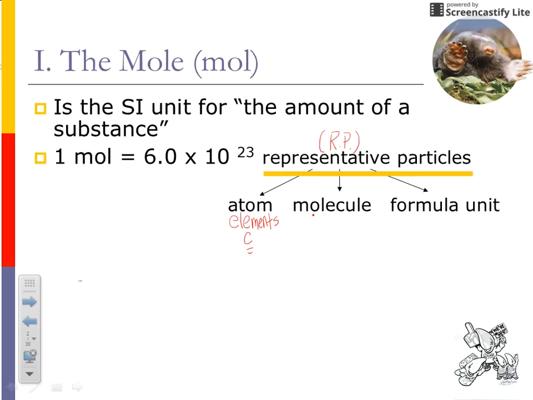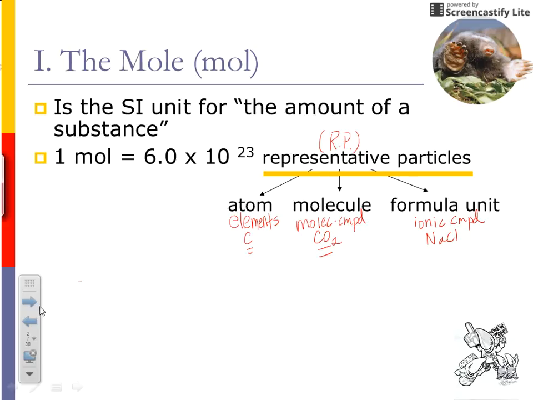For molecule, that is referring to molecular compounds. So when you have a nonmetal and a nonmetal like carbon dioxide, that's a molecular compound, so you would refer to that as molecules. And when you say formula units, this is the representative particle for an ionic compound. So like table salt, sodium chloride, when you have a metal and a nonmetal. So 1 mole of any substance is equal to 6 times 10 to the 23rd representative particles.